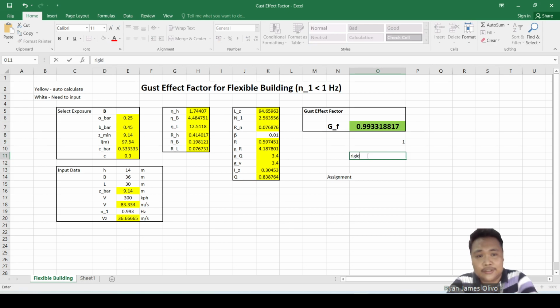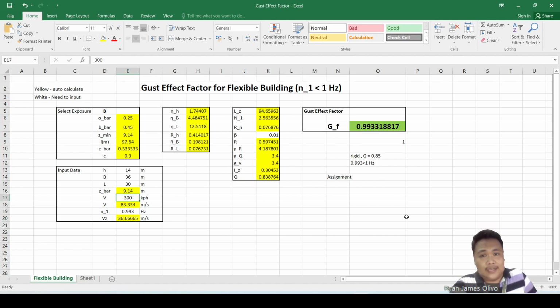If it's a rigid structure, G is equal to 0.85. And obviously this is less than 1 hertz, so this will become flexible. It's 0.993, which is less than 1 hertz. But I can also assume this as a rigid structure, guys. As I have discussed in the gust effect factor, it is this V that determines it. Since we have a strong wind here, let's consider 1. If, for example, our wind is only 150 kph, then we can assume G is equal to 0.85, but it is 300.